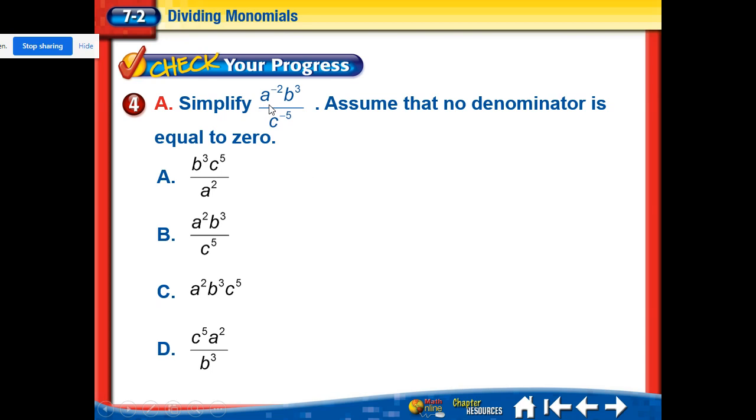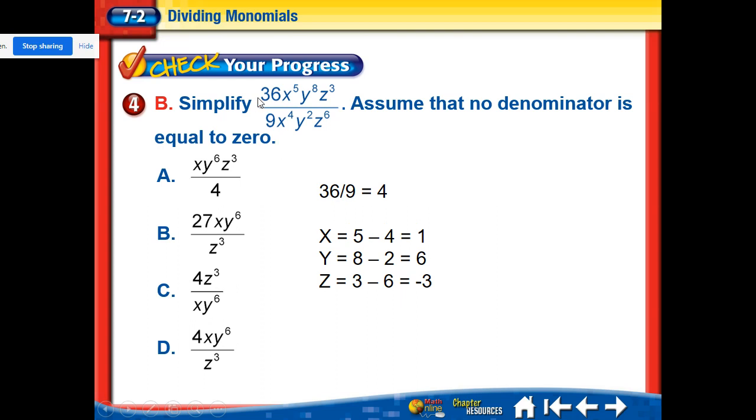So which ones are moving here? The a and the c. C goes to the top, a comes to the bottom, giving us this value here. 36 and 9, that gives us 4. Then I'm going to do the x's. 5 minus 4, which is 1. 8 minus 2, which is 6. And 3 minus 6 is negative 3. So the z is going to be in the denominator. We're going to have 4, 1, x to the first, and y to the 6th in the numerator.